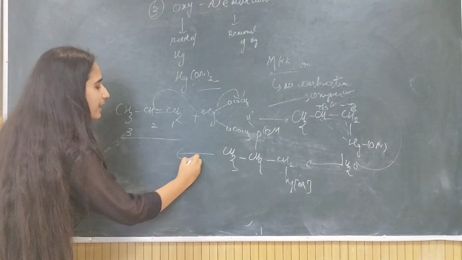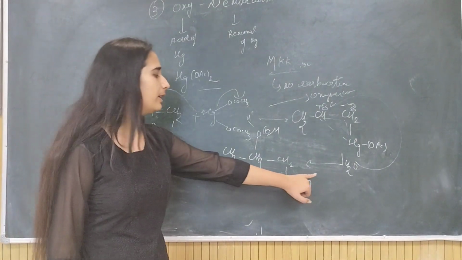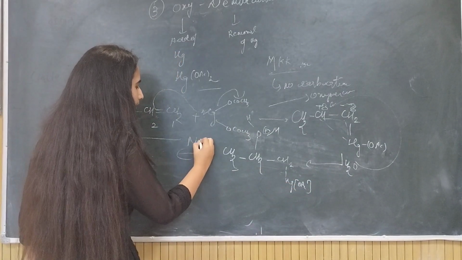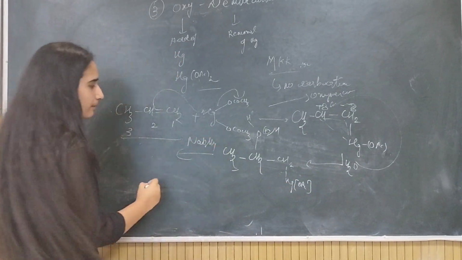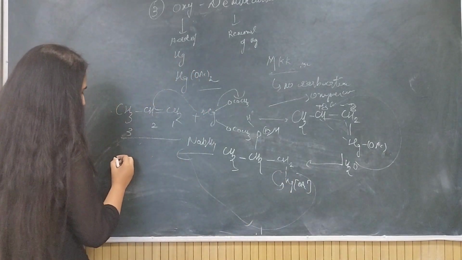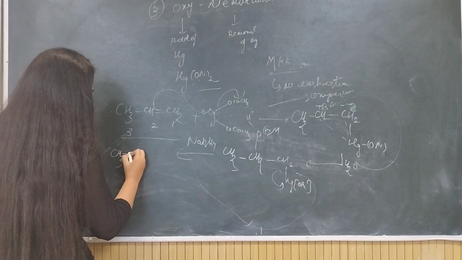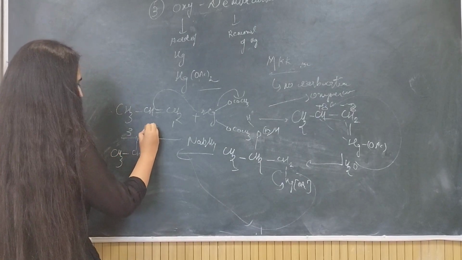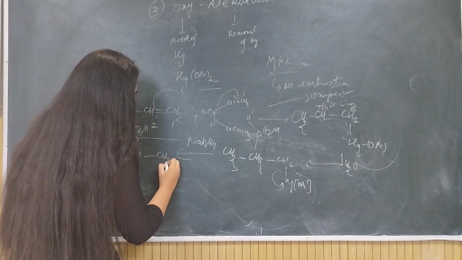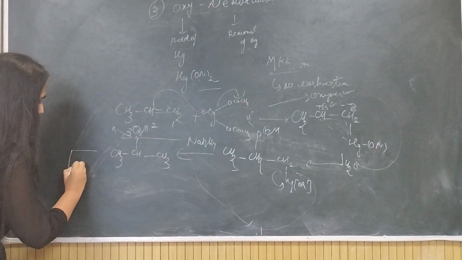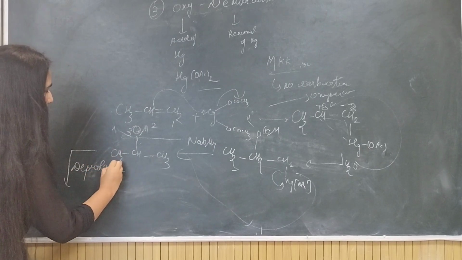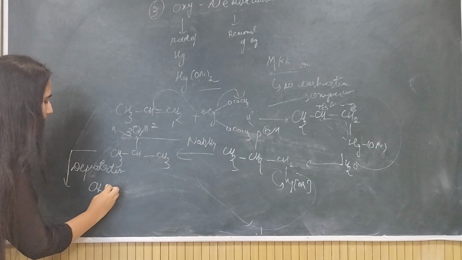Now we require demercuration. For the demercuration we need removal of the HgOAc group from this compound and we add NaBH4 in basic medium. Now the H- goes and attacks here and removes this group out. And further deprotonation takes place and the desired alcohol is formed.